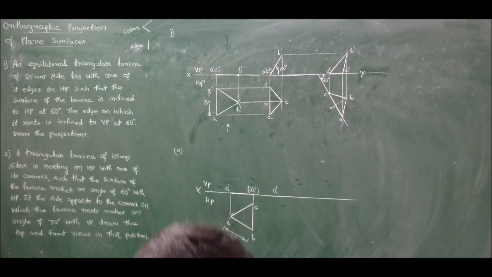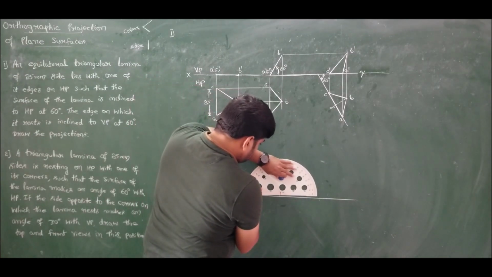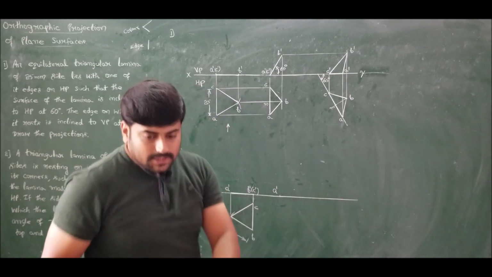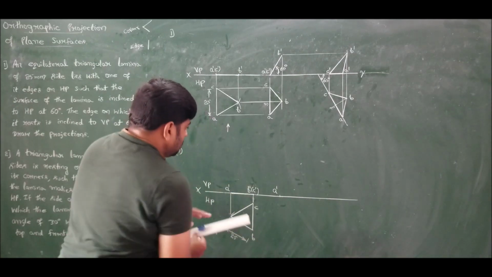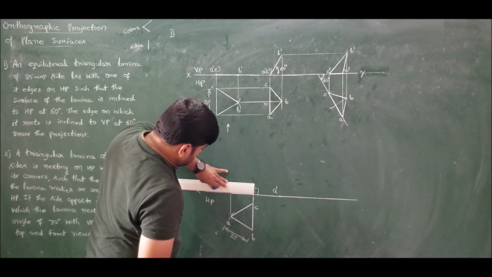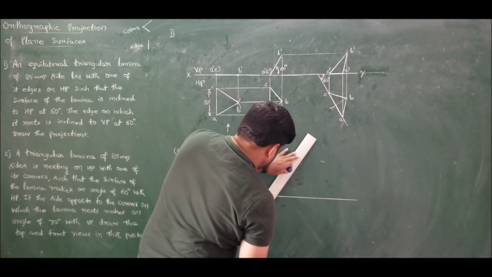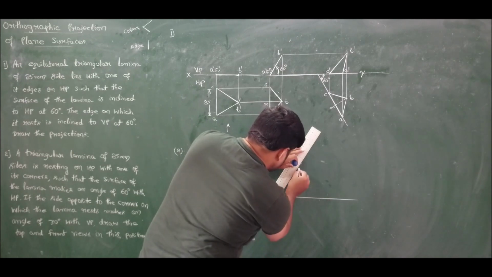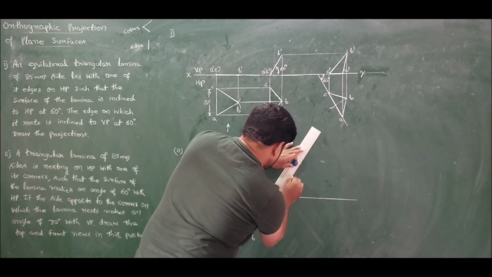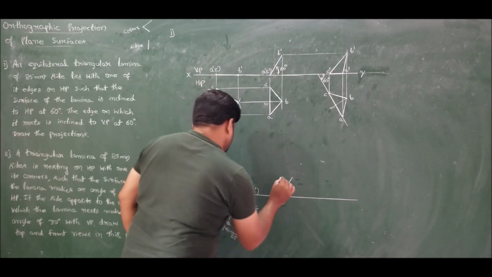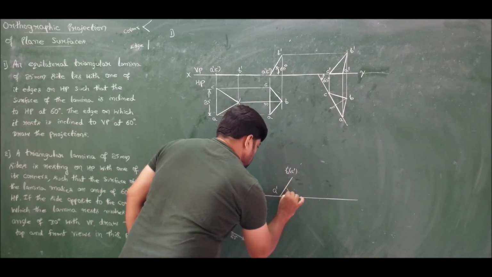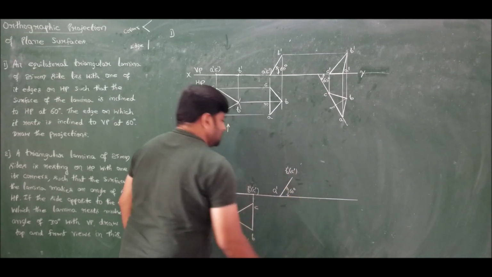First I want 60 degrees, mark 60 degrees, measure and transfer the lamina. So the lamina is measuring 22 millimeters, so transfer it. Transferred. This is B dash, C dash, and the lamina is making an angle of 60 degrees.